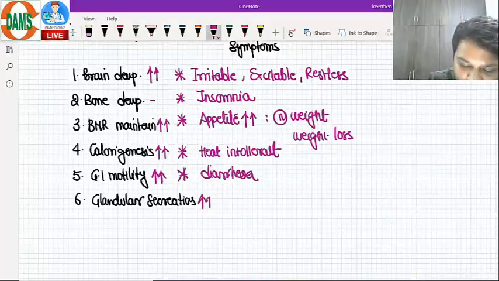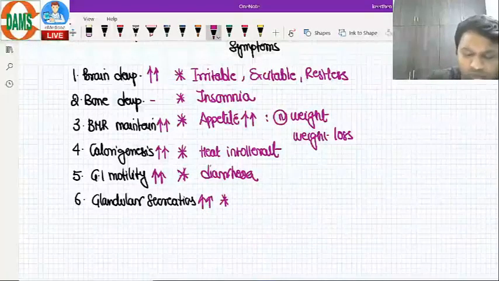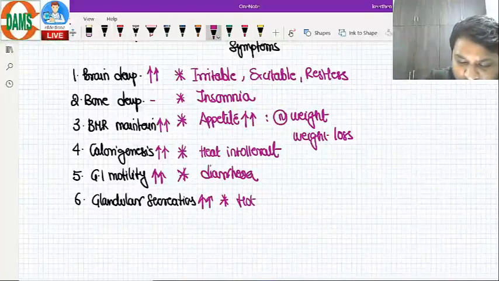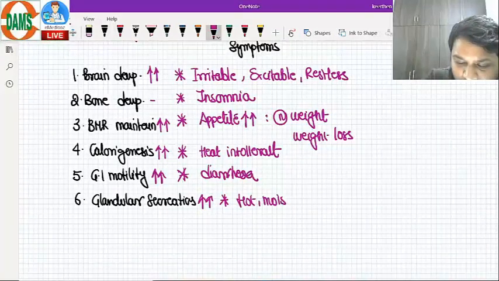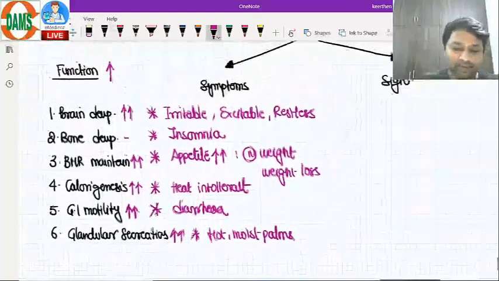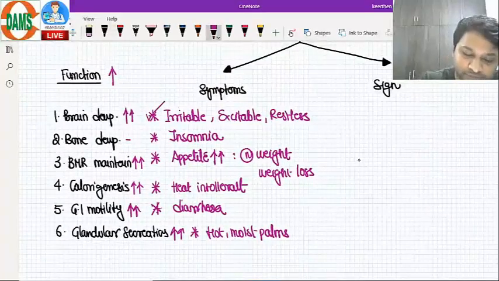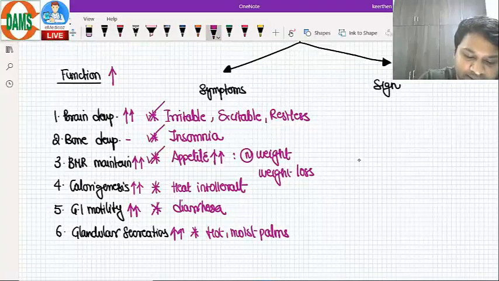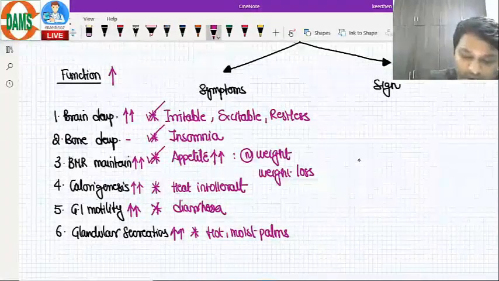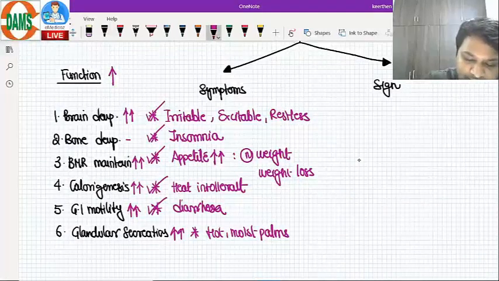Increase in glandular secretion, one of them being your sweat glands. So more sweat will be secreted, so there will be hot, moist palms. The symptoms are being easily irritable, excitable, and restlessness. There will be insomnia, increase in appetite with reported weight loss, heat intolerance, diarrhea, and hot, moist palms.